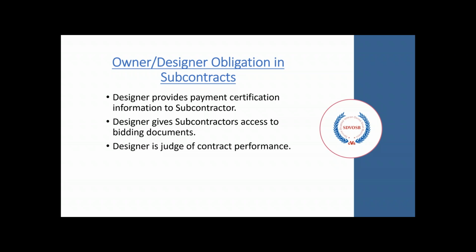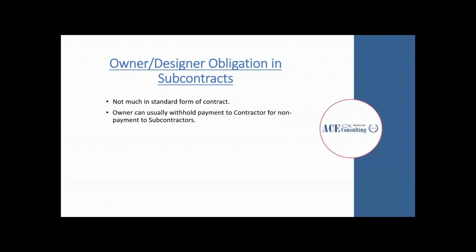The designer can provide a payment certification to the sub. The sub requests access to what percentages billing are being performed, and they can get that information. The designer needs to be accessible to give subcontractors access to the bid documents. And ultimately, it's the designer that is the judge of contract performance. They are going to be the ones that are able to say whether or not the contract has been performed according to the drawings and specs.